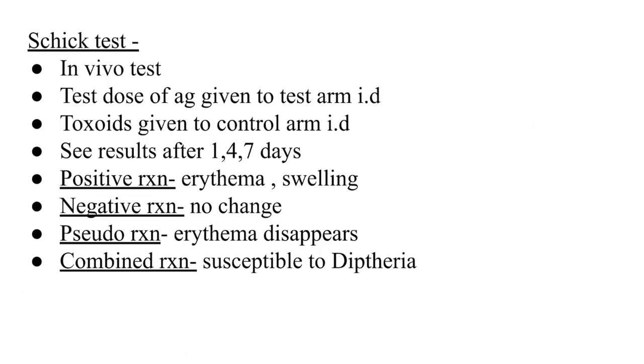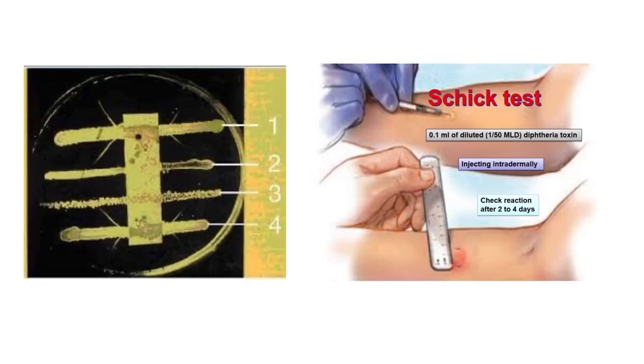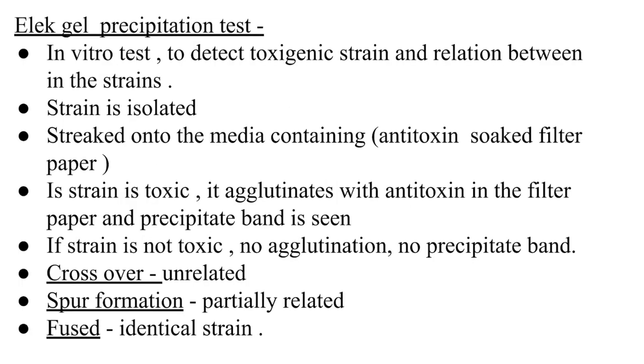Based on this, you can observe some patterns like crossover, spur formation and a fused pattern. In the crossover, the strains are unrelated. In the spur formation, the strains are partially related, and in the fused pattern, identical strains are seen.